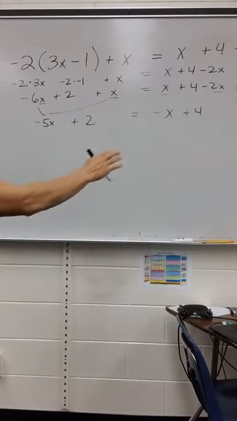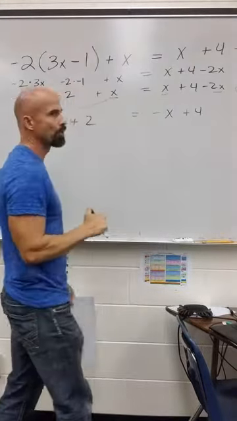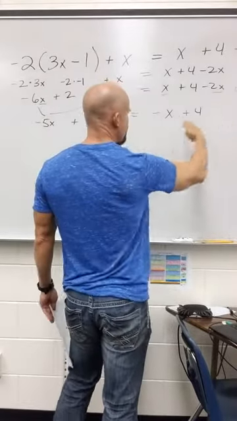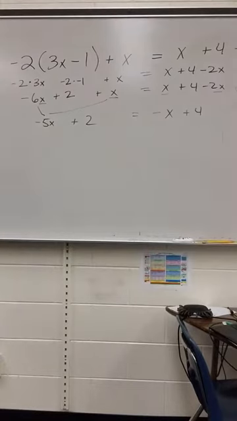Now, do I have anything else I can do on this side? Any more like terms? No numbers? So I'm done. If I had more numbers somehow, I could combine the numbers, but I don't. Remember, numbers are like terms. That's why the 9 and the 4 are in red, because they're like terms.